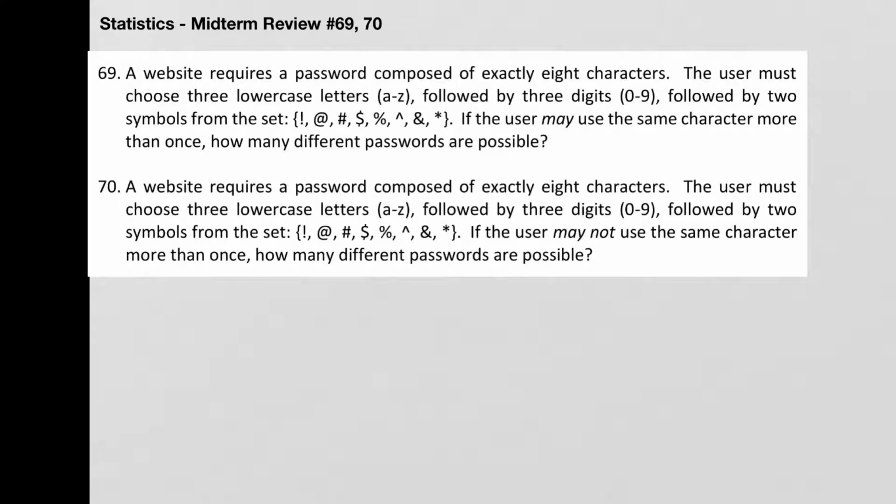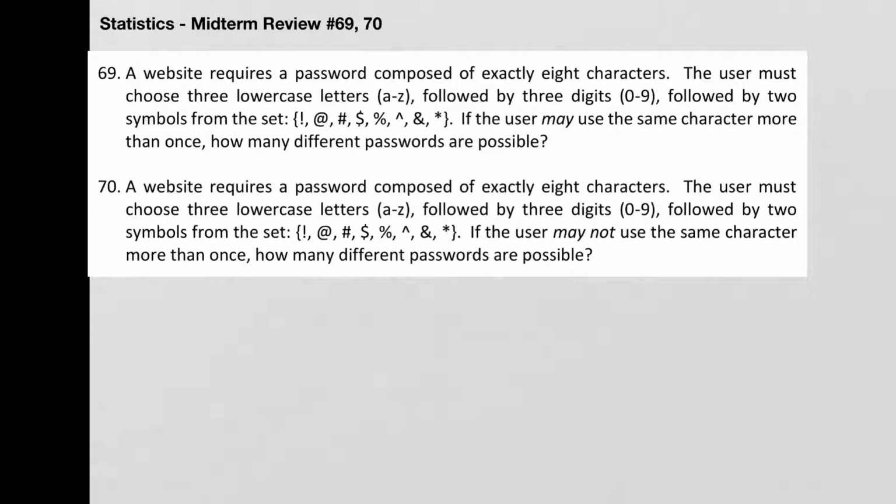So these problems are fairly similar. They've just got a slight difference in that in the first one you can reuse characters and in the second you can't. In order to set this up, what I need to do is multiply the number of ways to choose the first letter times the number of ways to choose the second letter, and so on for each of the choices that you have to make.